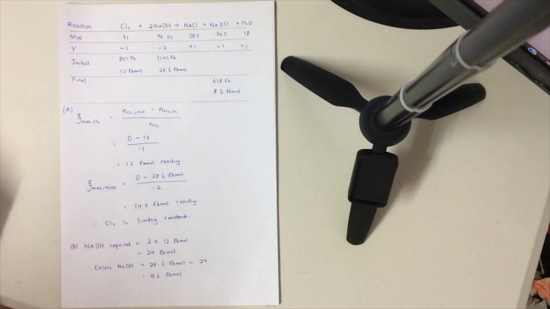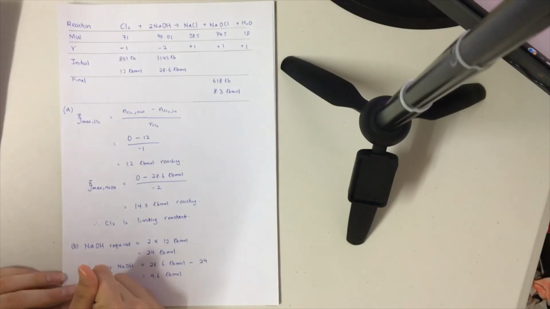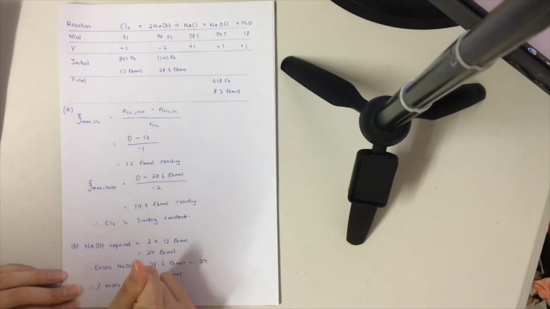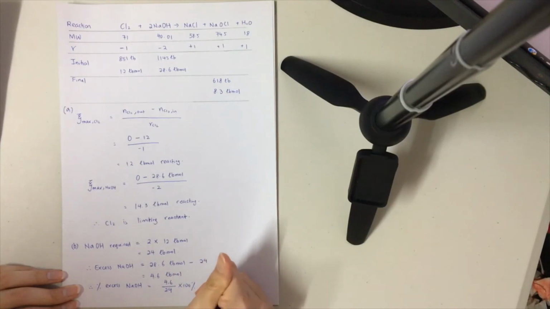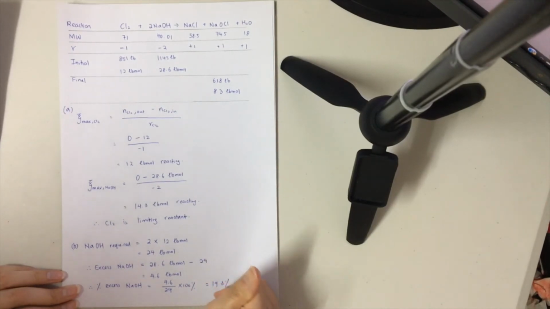So calculate the percent excess. Percent excess NaOH is equal to the amount in excess over the actual required amount for the reaction, which is 4.6 over 24 times 100. You should get 19.3%.